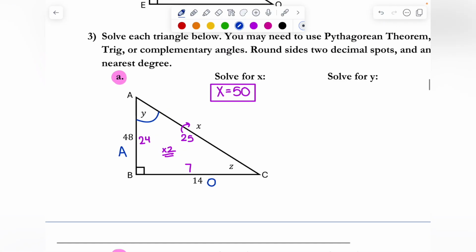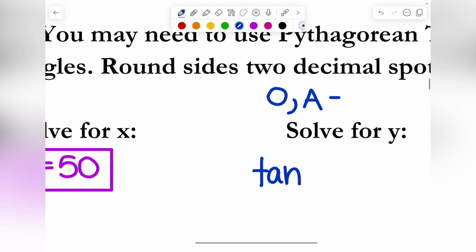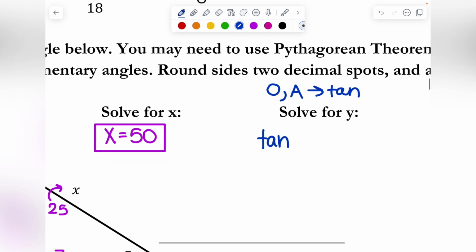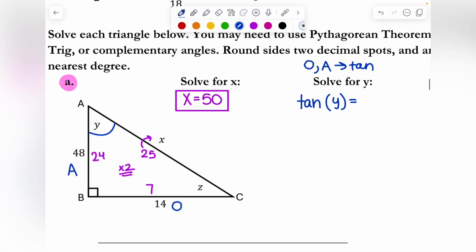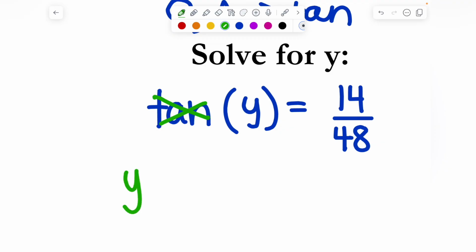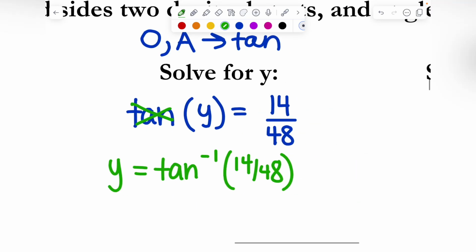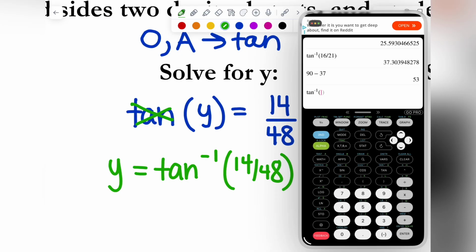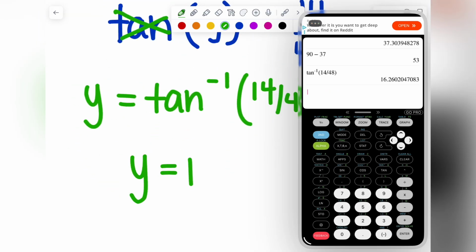So I'm going to use tangent again. Again, I knew the opposite side and the adjacent side, which means it's a TOA. I'm going to use tangent. So to solve, I'm going to do tangent of Y is equal to the opposite side, 14, over 48. To cancel out tangent, I have to inverse the other side. So I'm going to hit second tangent. So for that tan inverse, 14 over 48, and I get my answer, which is about 16 degrees.